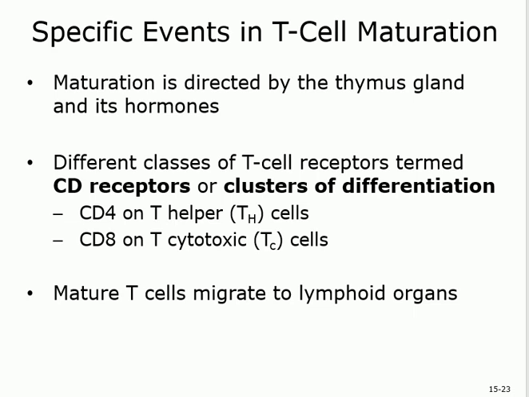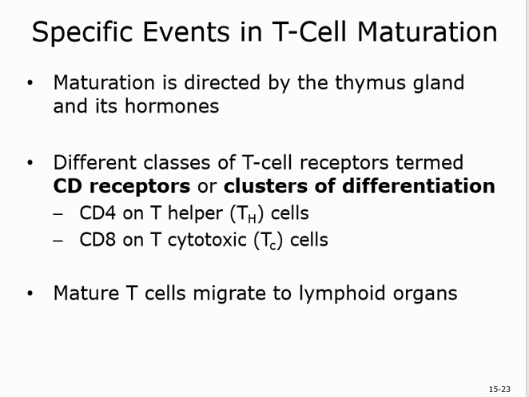A little bit of detail about how the T cells are going to mature. They mature via the thymus. The thymus is going to secrete hormones that are going to activate T. What's that hormone? Does anybody remember? Thymosin. The thymus secretes a hormone called thymosin. That thymosin is the one that's going to activate T.